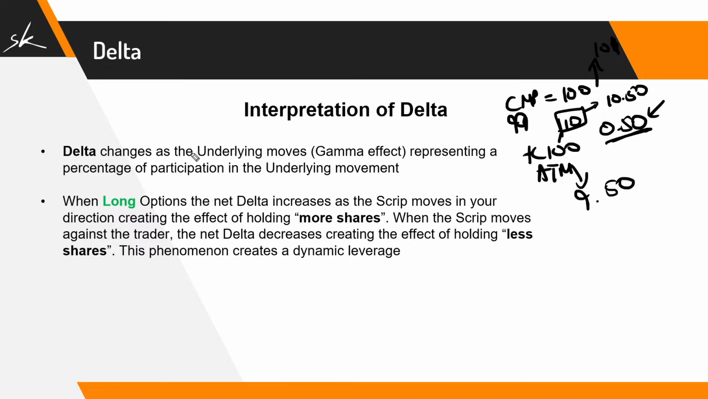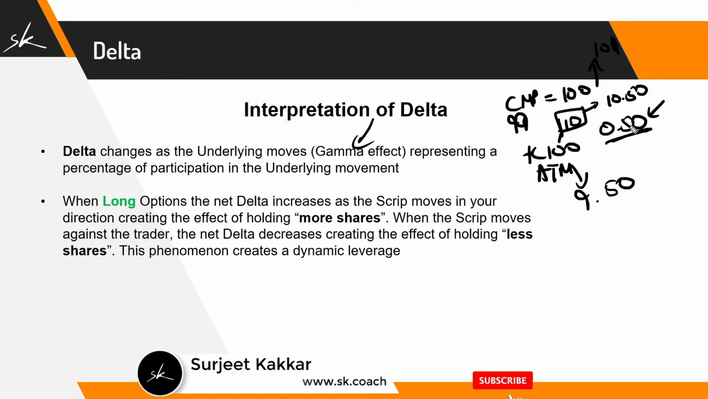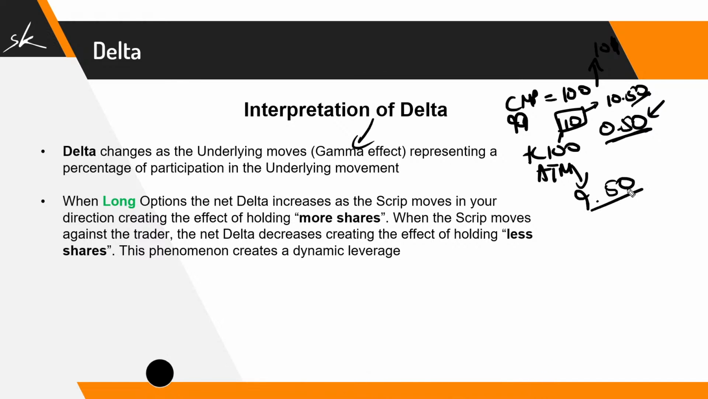So the delta changes as the underlying moves, which we already talked about is because of the gamma effect, representing a percentage of participation in the underlying movement. So that was my participation, that when we are at the money, my participation is only 50%. So even if the stock goes 1 rupee in my favor, I will only get advantage of half of it. If it goes against me, it will only reduce against me by half of it, not the complete amount.